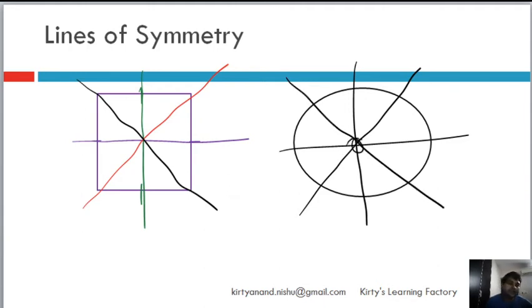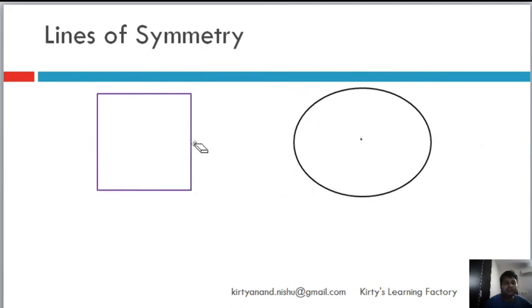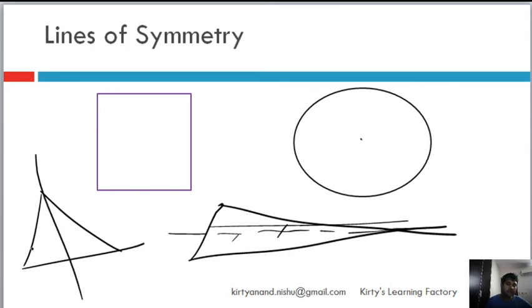And there are a few figures which will just not be symmetric. There will be zero lines of symmetry. What will be such figures? For example, a scalene triangle. A triangle something like this, right? It is not symmetrical. You will not be able to find even one line of symmetry, because it's a scalene triangle. You try and figure out a line of symmetry in a scalene triangle. I don't think that you will be able to.